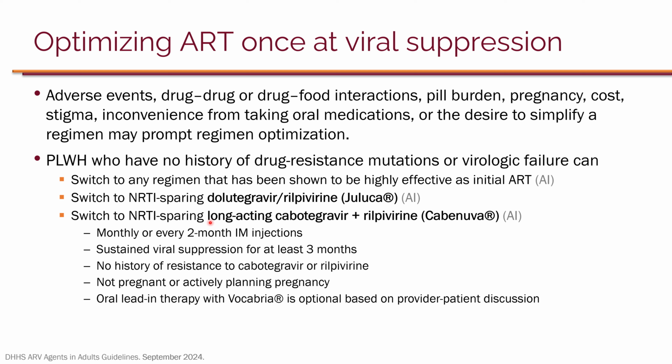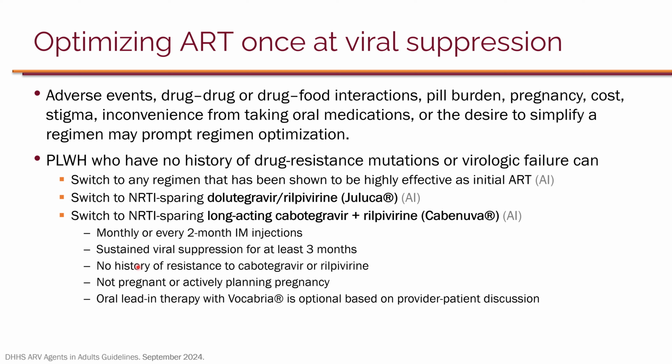And then we have an injectable option. So these are long-acting cabotegravir and rilpivirine. These are 2 intramuscular injections that will be done at the clinic. And essentially there are two long-acting options. One is a monthly option. We also have a longer-acting one that's injected every 2 months. So this helps for people who don't want to take a pill every day.